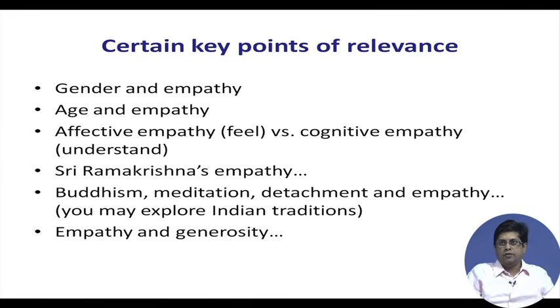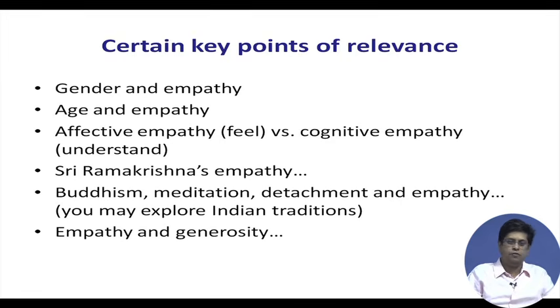Certain key points of relevance about empathy which we will touch upon. Gender and empathy. Generally, it is found that women are more empathetic than men. Age and empathy. It has been found that by the time we are 2 years old, we start becoming empathetic about other people's pain, and kids within the range of 5 to 7 and 8 feel other people's pain very intensely, and as we become adults, we kind of master this tendency and become more detached in order to navigate better in the society and in the world.